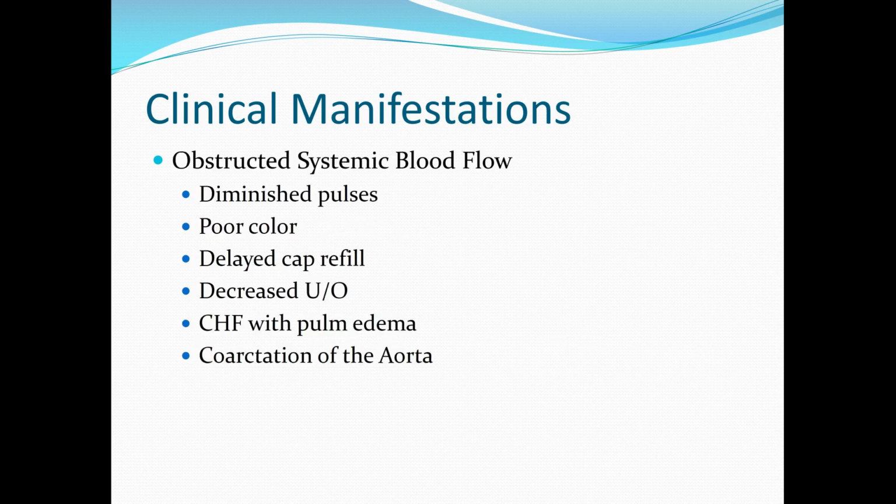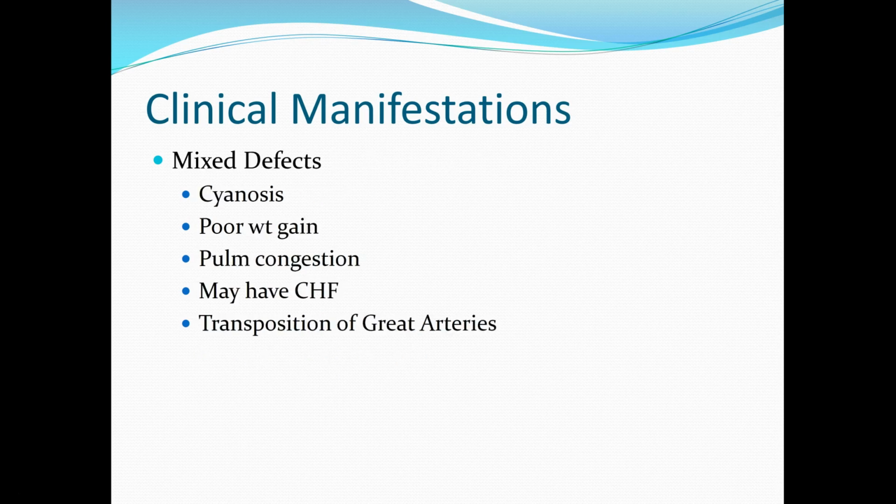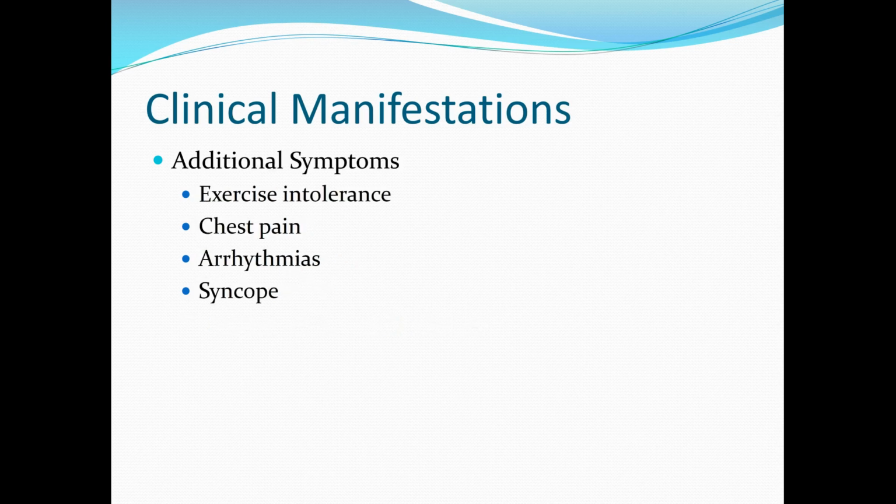If you've got obstructed systemic blood flow in the heart, you're going to have diminished pulses, poor color, delayed cap refill, decreased urine output, you're going to have CHF with pulmonary edema, and this is basically coarctation of the aorta, which again we're going to go over. If you have mixed defects, this is transposition of the great arteries. You're going to have cyanosis, poor weight gain, pulmonary congestion, and you may have CHF.